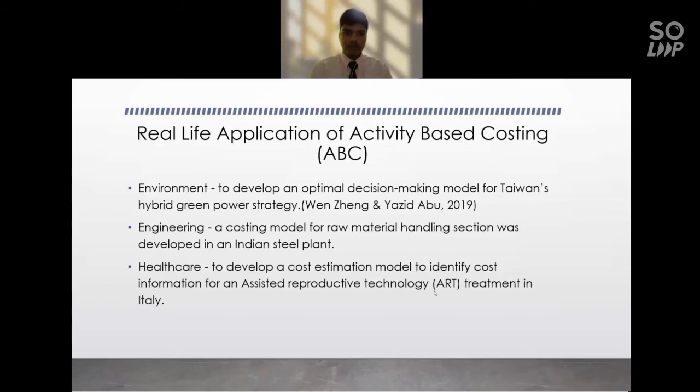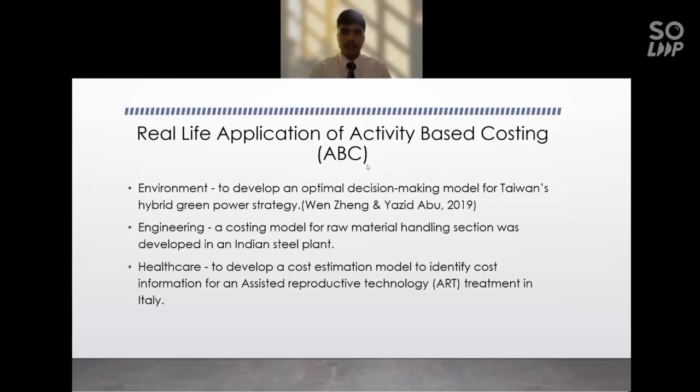I'm going to talk about real life application of activity-based costing (ABC). In real life, the concept and application of activity-based costing has been proven far beyond the academic discussion. ABC has been widely applied in many different areas like environment, engineering, healthcare, and etc.